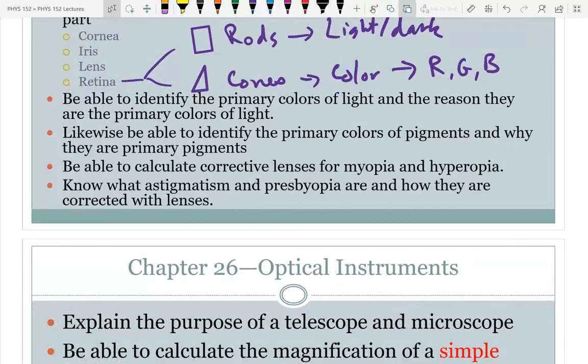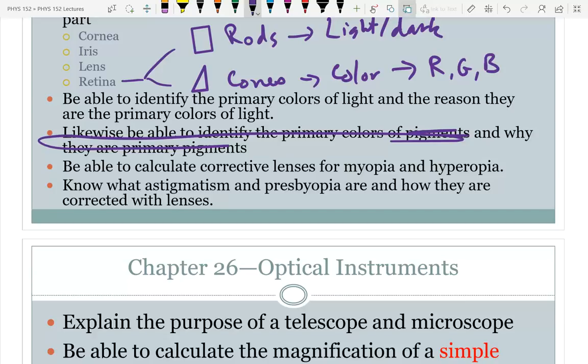Okay, let's not worry about the pigments. I don't remember talking about the pigments. We had lab where we talked about presbyopia, hyperopia, myopia, and astigmatism. So make sure that you are clear on what those four things are and how we correct them, and that you can calculate the correction for just the two of hyperopia and myopia.